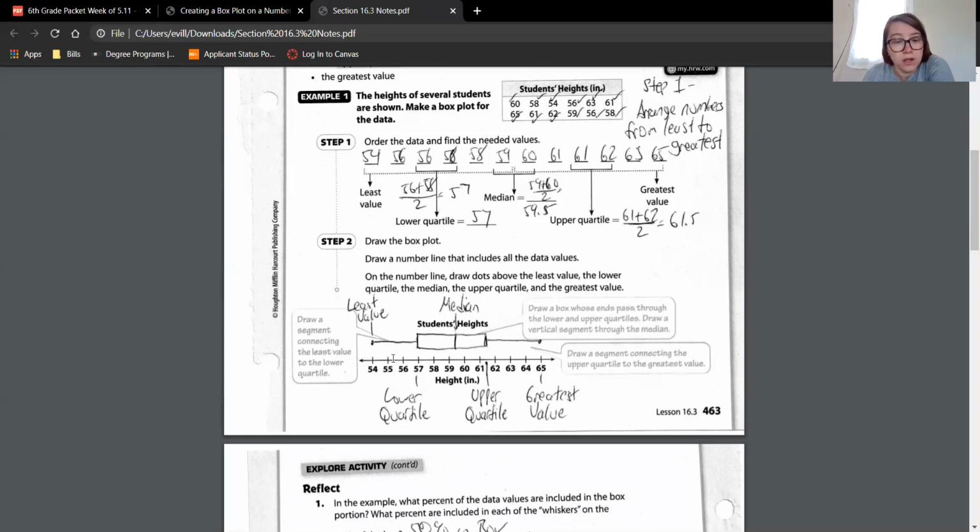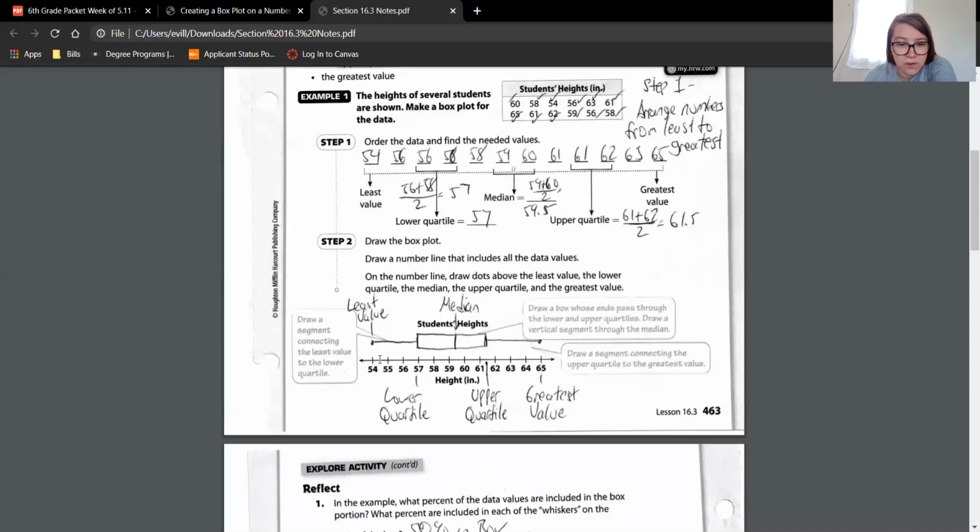So we have to put a dot above the least value, which was 54. Then we put a dot on the lower quartile, which was 57. Then we put a dot on the median, which was 59.5, so between 59 and 60. Then we put a dot on the upper quartile, which was 61.5, so again in between. And then we put a dot above our greatest value, which was 65.